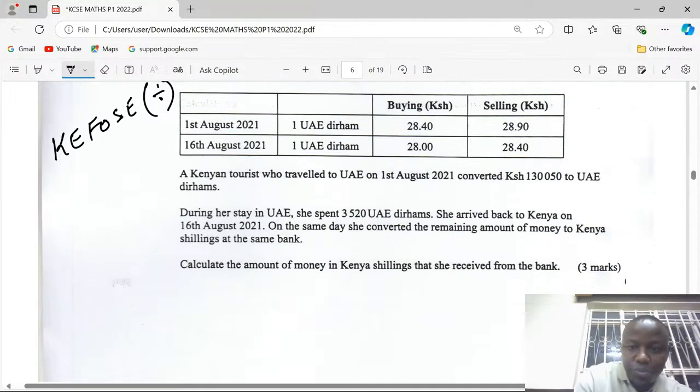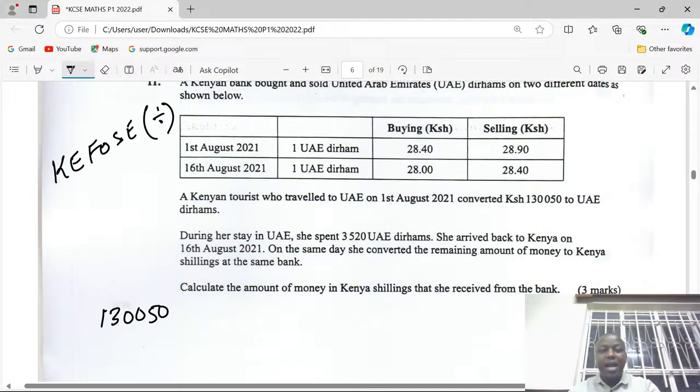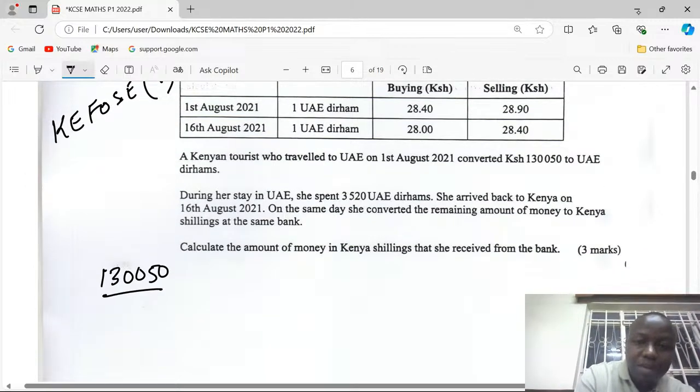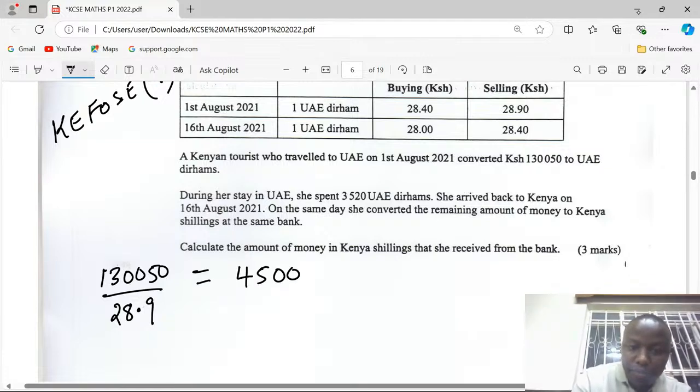So when she goes with 130,050 Kenya shillings and she's buying dirhams, the bank will sell to her, and the bank is selling at 28.9. So how many of them will she be able to buy? If one is going for 28.9, she will buy 4500 dirhams.